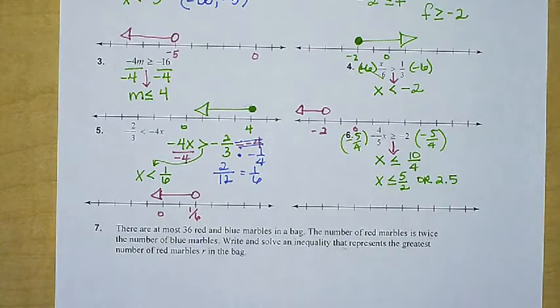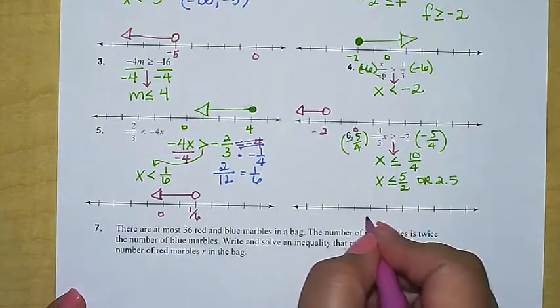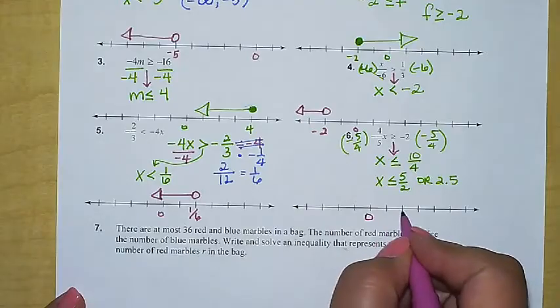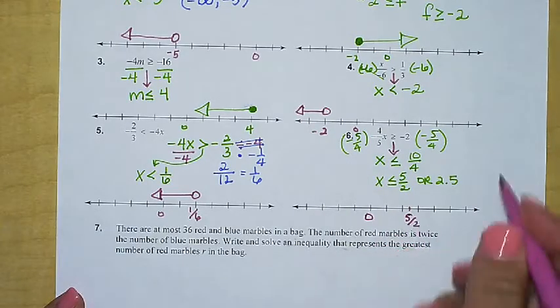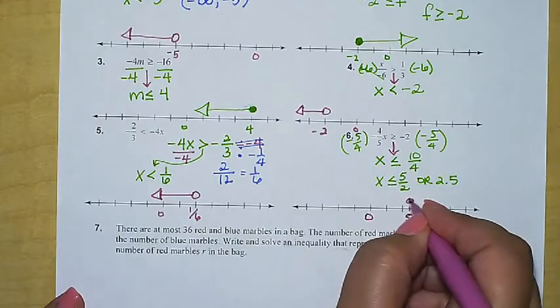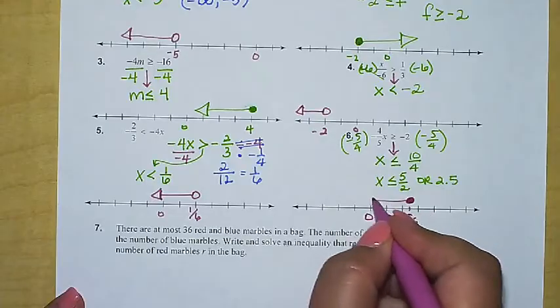And then we can graph that. And we flipped our inequality, so all is still good in the world. So we've got 0 here, 1, 2, so 2.5 would be about right here, or 5/2. This is a closed circle on that, since it does equal, and it's all the x's that are less than.